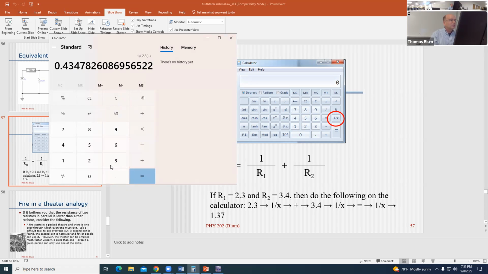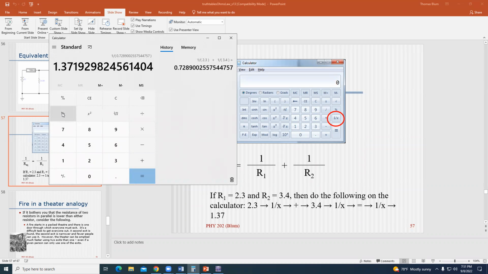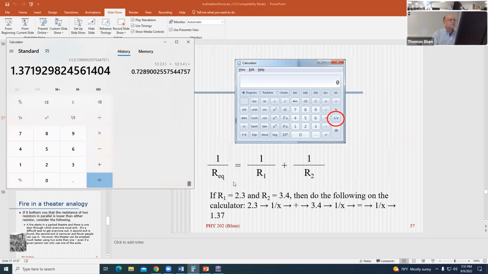2.3 reciprocal plus 3.4 reciprocal. I haven't performed the addition yet. So perform the addition with the equal. Right, thank you. And then one more reciprocal. Thank you. And I get the 1.37. So you hit that reciprocal essentially 3 times. And you can see it in the equation, there are 3 reciprocals: 1, 2, 3. So I put in a number, hit the reciprocal, hit plus. Put in the number, hit the reciprocal, hit the equal, hit the reciprocal.